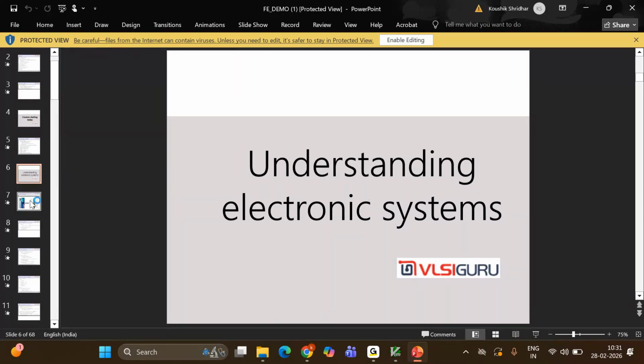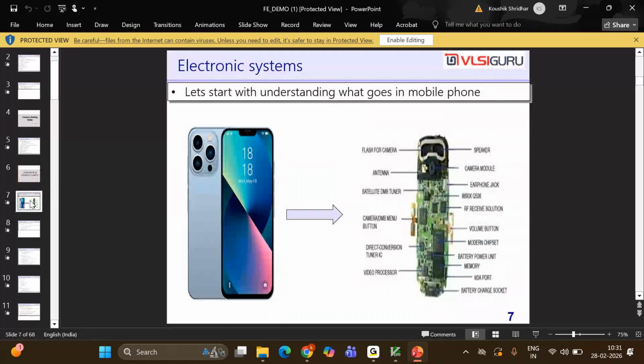Now, if you take the example of a mobile phone, what all things will you see once you break open a mobile phone? When you open the back cover, you see the speaker, the processor, the battery, some power management units, the earphone jack, the antennas, the flashlight, camera modules, display modules, etc. A lot of things you see. Whatever you see once you break open your mobile phone is called hardware.